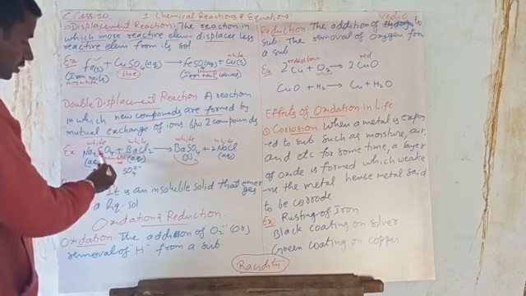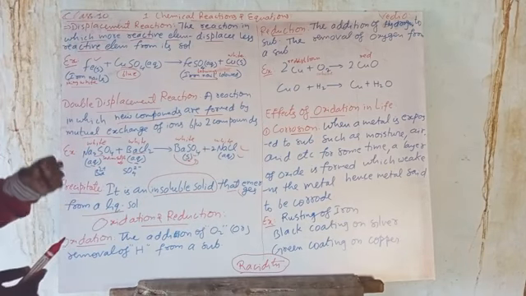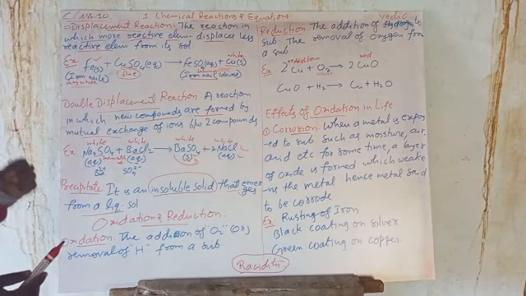Precipitate. What is a precipitate? A precipitate is an insoluble solid. A precipitate is an insoluble solid that emerges from a liquid solution. A precipitate always emerges, comes out, from liquid solutions.